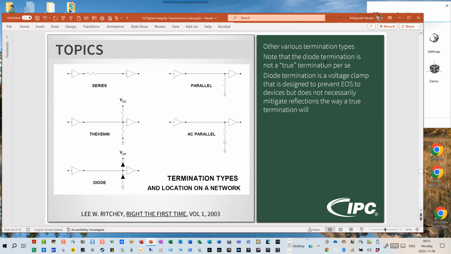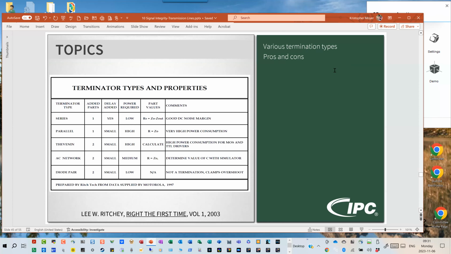Note that diode termination is not a true termination per se. Diode termination is a voltage clamp that is designed solely to prevent EOS to the device, but does not necessarily mitigate reflections the way a true termination will. And there's also a chart in Lee Ritchie's book here describing the various termination methods, how to calculate the values, and some of the pros and cons.